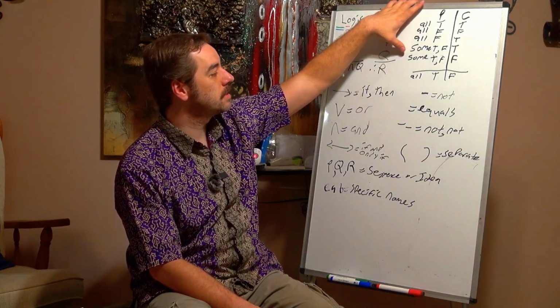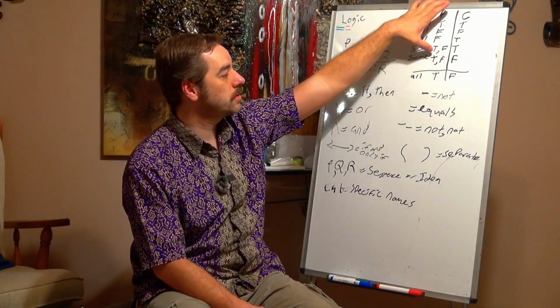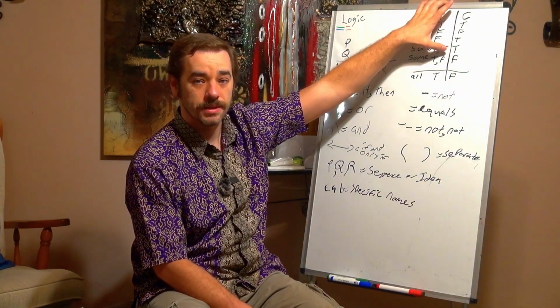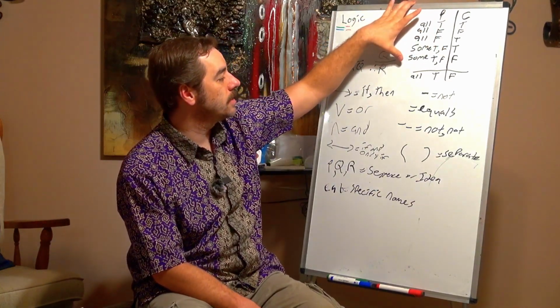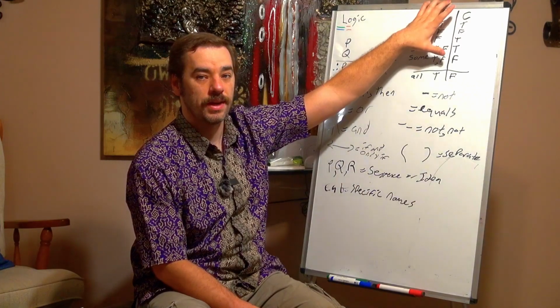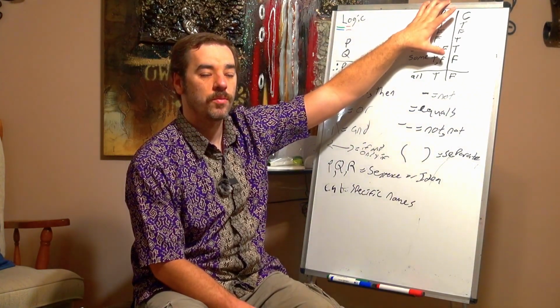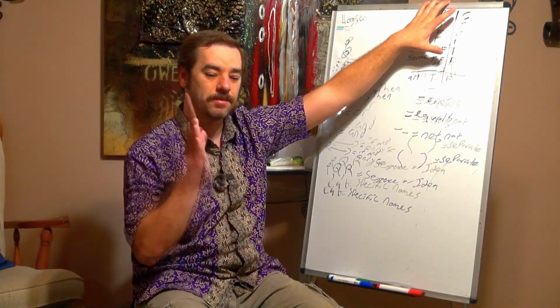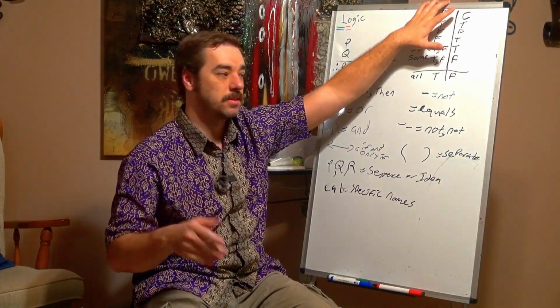If we have a case that some premises are true and some are false, and the conclusion is true, it's still valid. And if we have a case that some are true, some are false, and the conclusion is false, it's still valid. Because again, what we're checking for is that what follows from the premises leads to the conclusion.